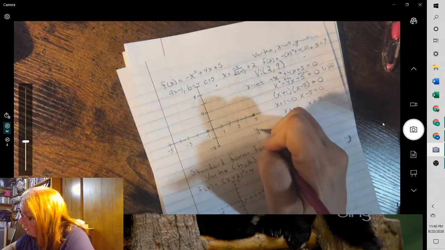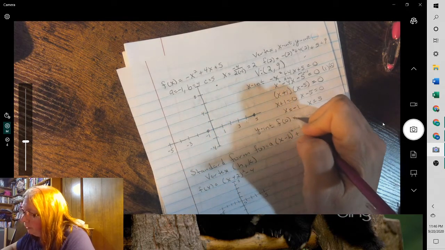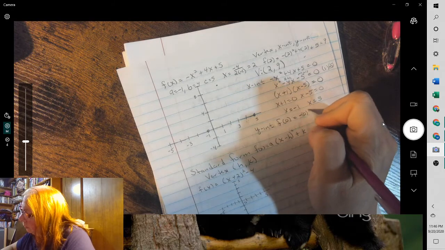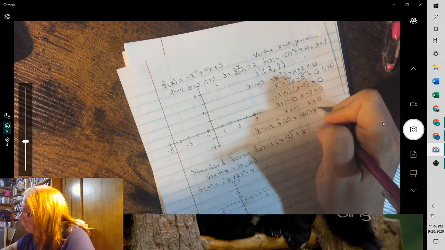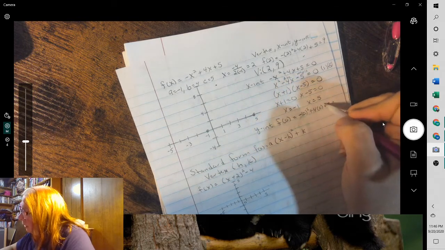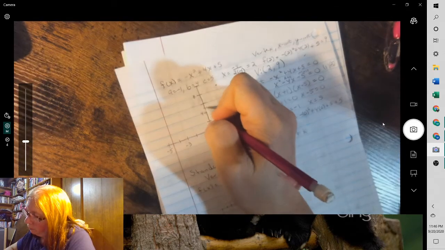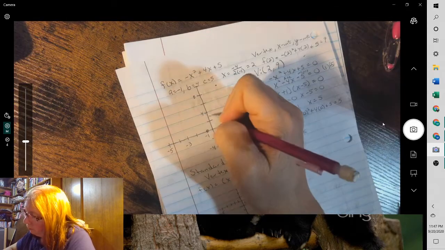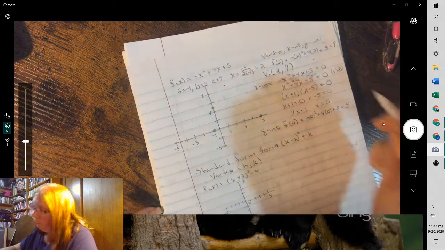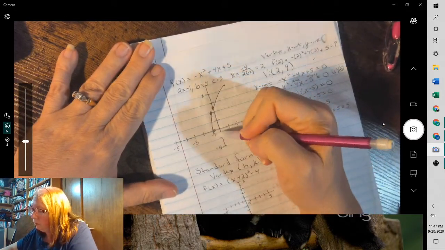Last thing is the y-intercept. Plug 0 in for x. This drops out, and leaves 5. Let's see. 2, 4, 5 will be here. And then we just draw our line.